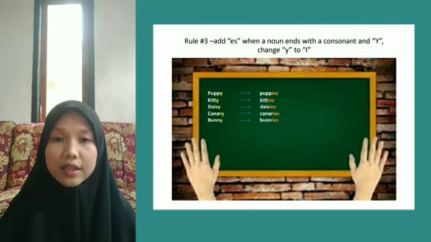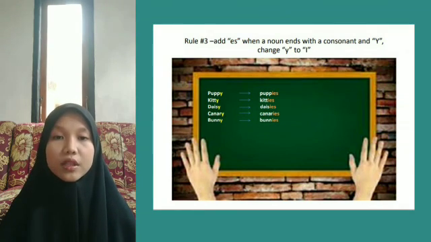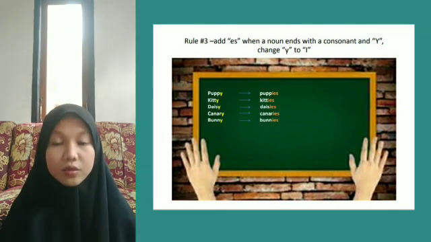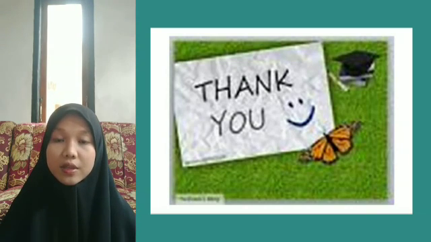And the last rule is adding the suffix es when a noun ends with a consonant and the letter y. The letter y is changed to i and the suffix es is added, for example, baby to babies. Well, that's all from us.